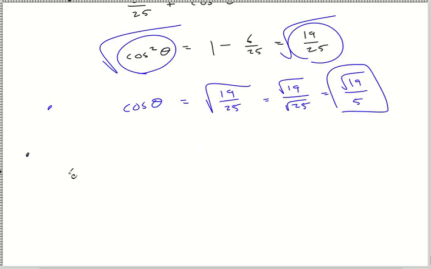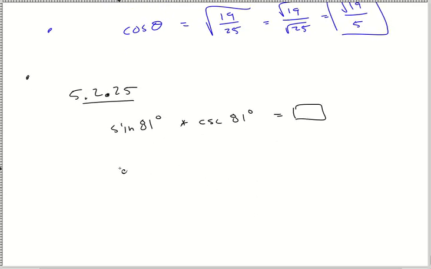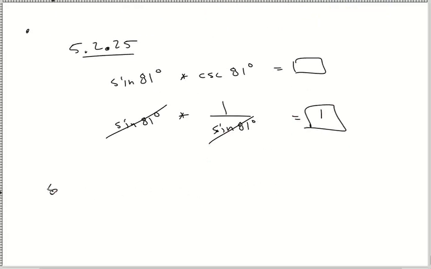Cool, cool. Next one, 5-2-25. Sine of 81 degrees times cosecant of 81 degrees is equal to what? This is not supposed to be a trick problem. Cosecant is 1 over sine. I had told you that a while ago. And guess what? They cancel, leaving the 1 behind. Next problem. There's nothing else to talk about there.